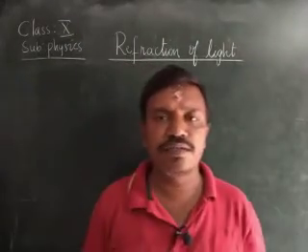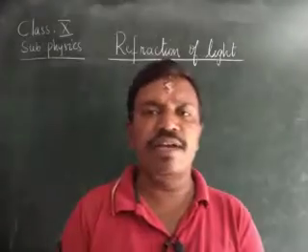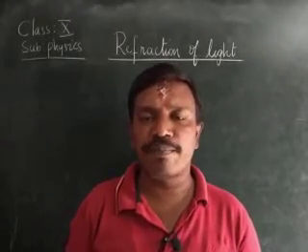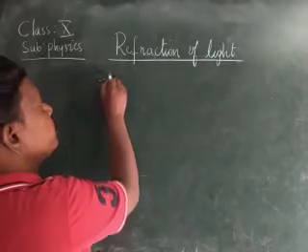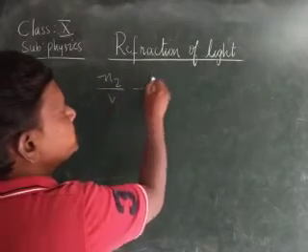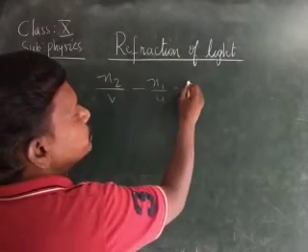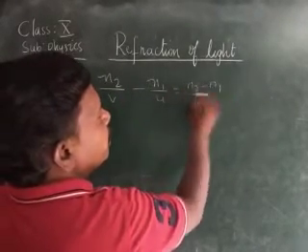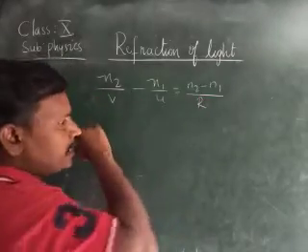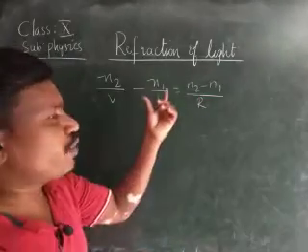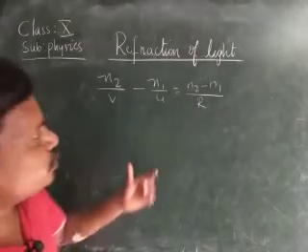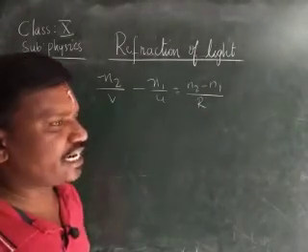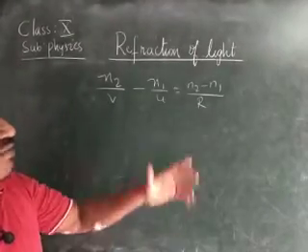Good morning, children. In the last class we learned about the curved surface formula, that is n2 by v minus n1 by u is equal to n2 minus n1 by r, where n2 is the refractive index of the second medium, n1 is the refractive index of the first medium, v is the image distance, u is the object distance, and r is the radius of curvature of the curved surface.